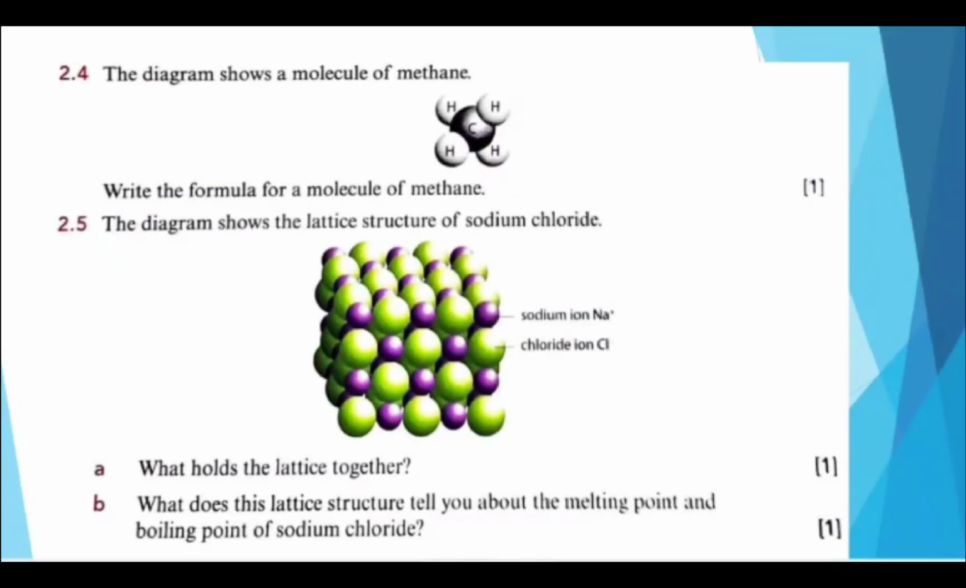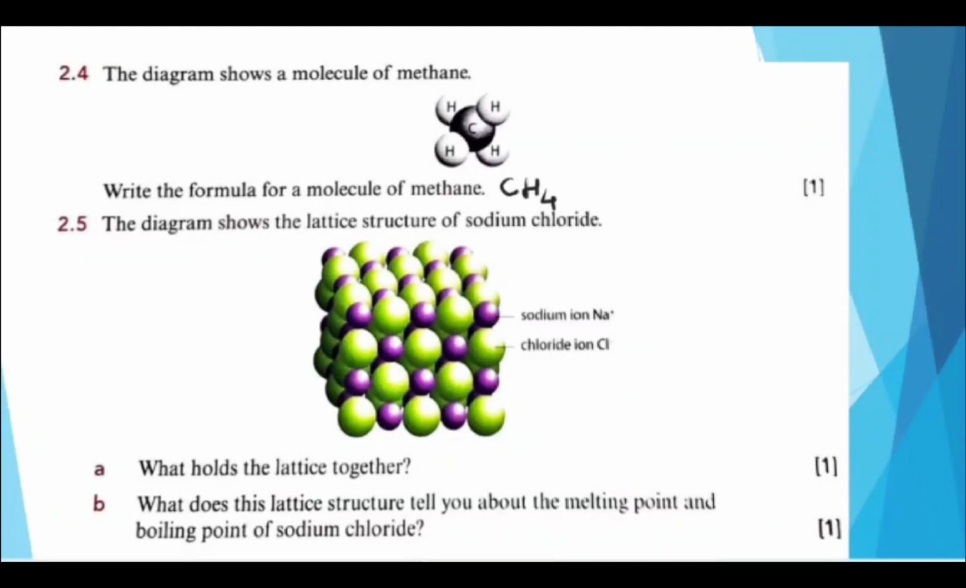Okay, the diagram shows a molecule of methane. What is the formula for methane? Write the chemical formula for methane. 1 carbon atom and 4 hydrogen atoms. So it is CH4.